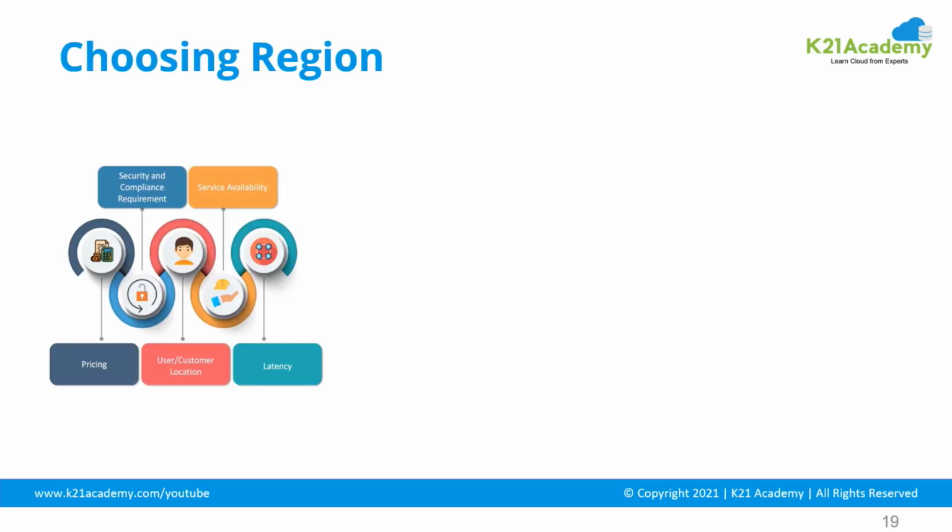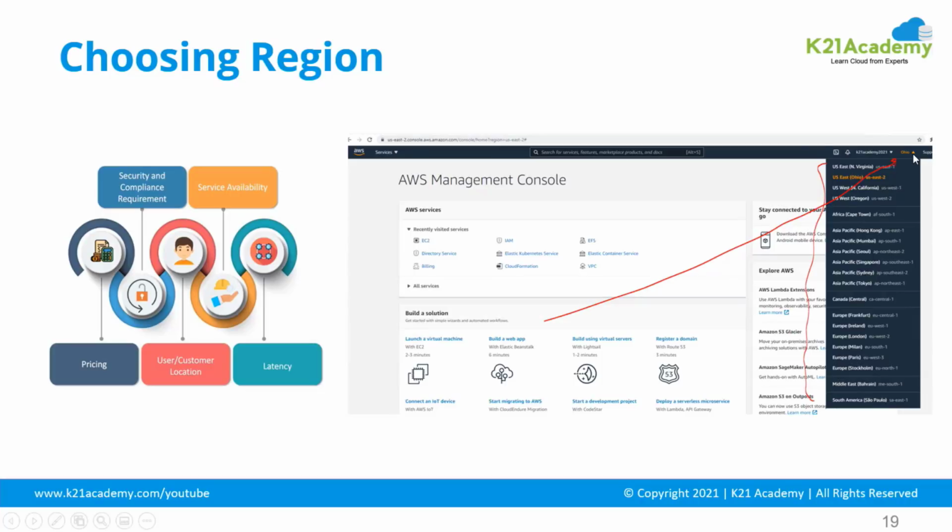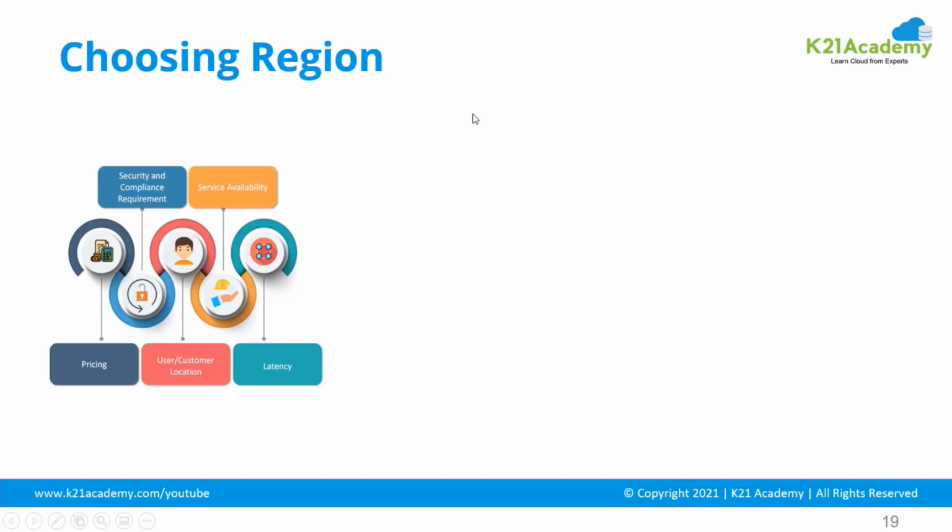Now the question is, how do you select a particular region? As I showed earlier, we are selecting a region, but what are the criteria? Why do you have multiple regions, and on what basis do you select? First is pricing. Pricing is not the same for all the regions. Some regions have a slightly lower price; it's a very minimal difference, but there might be some difference between regions.